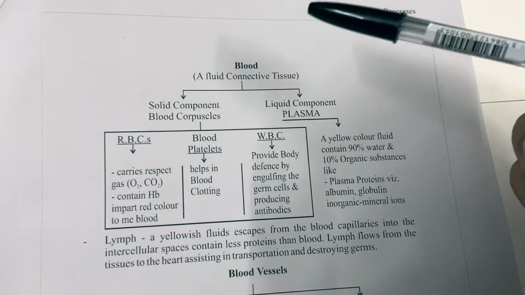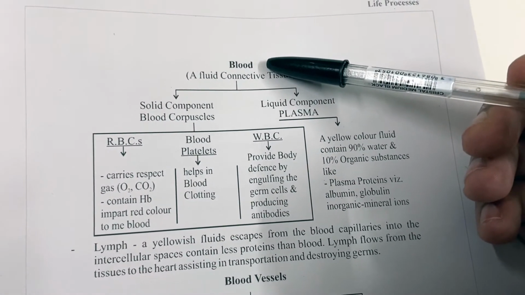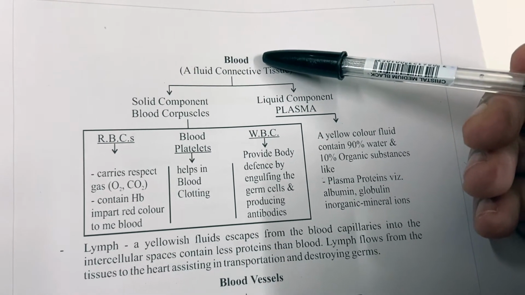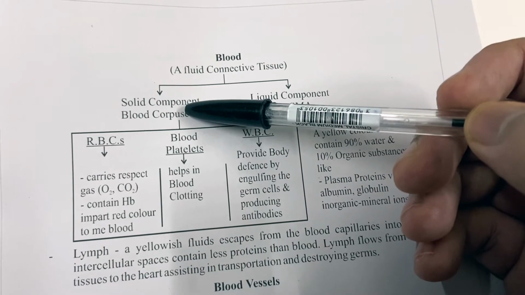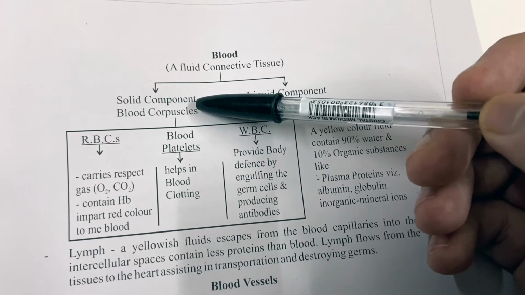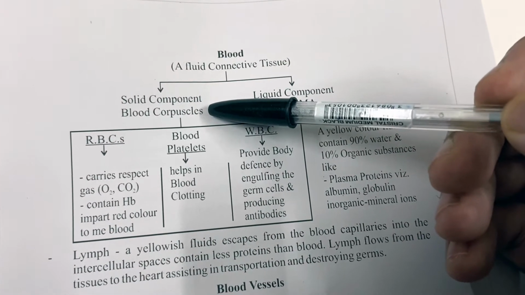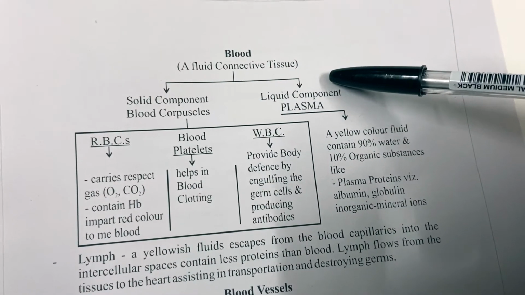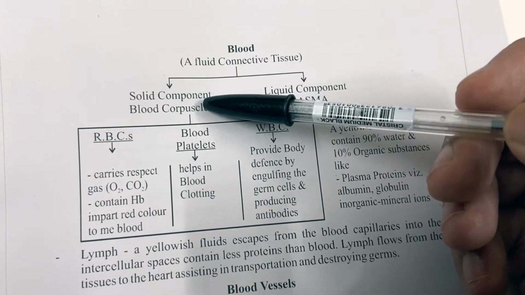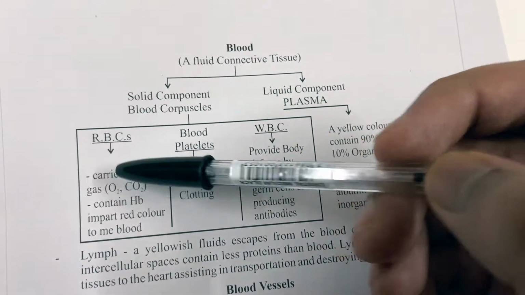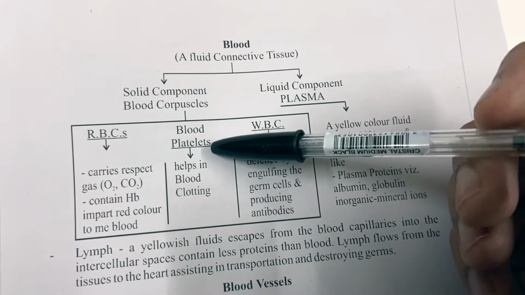Now let us learn about the blood in detail. Blood is a fluid connective tissue. It consists of two components, solid component which are the blood corpuscles or the blood cells and liquid component which is the plasma. Blood corpuscles or blood cells are of three types: RBCs, WBCs and platelets.